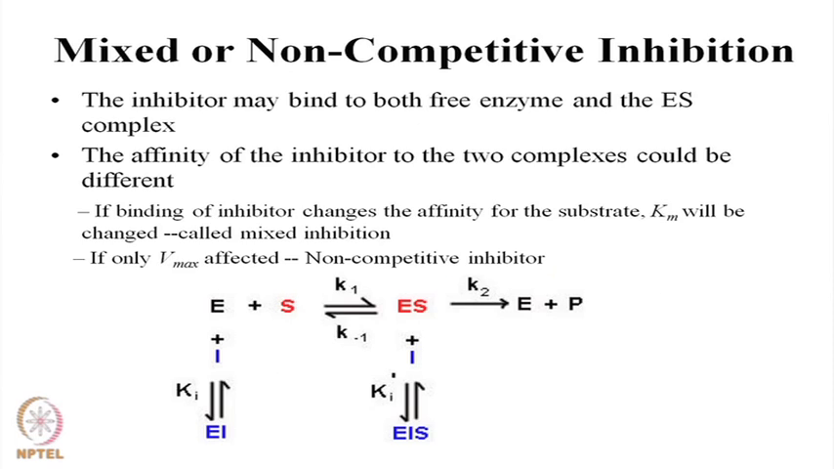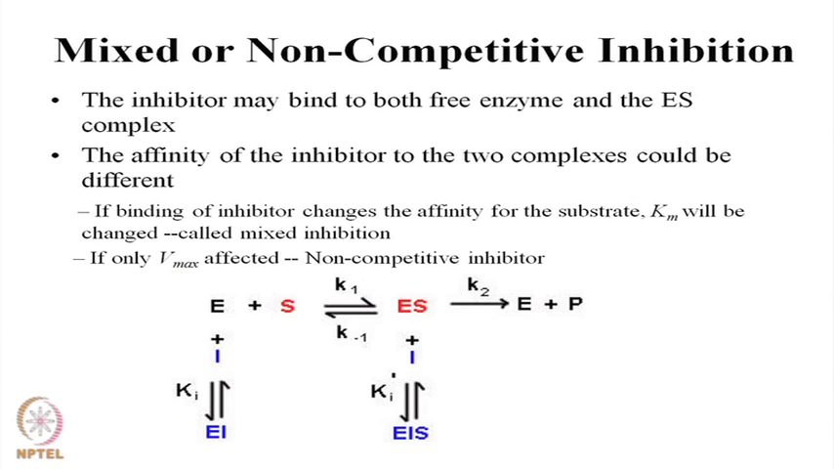Okay. Next, mixed or non-competitive inhibition. Now, the situation is the inhibitor may bind to both free enzyme as also the enzyme substrate complex. The affinity of the inhibitor to the two complexes could be different. If binding of inhibitor results in a change of affinity for the substrate, Km will be changed, and the name is mixed inhibition. But if only Vmax is affected, then it is called non-competitive inhibition. So, two situations, mixed inhibition, Km will be changed, non-competitive inhibition, Vmax will be affected.